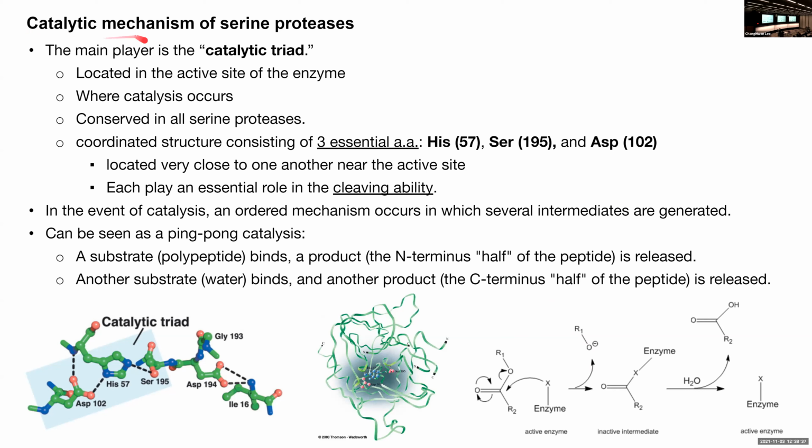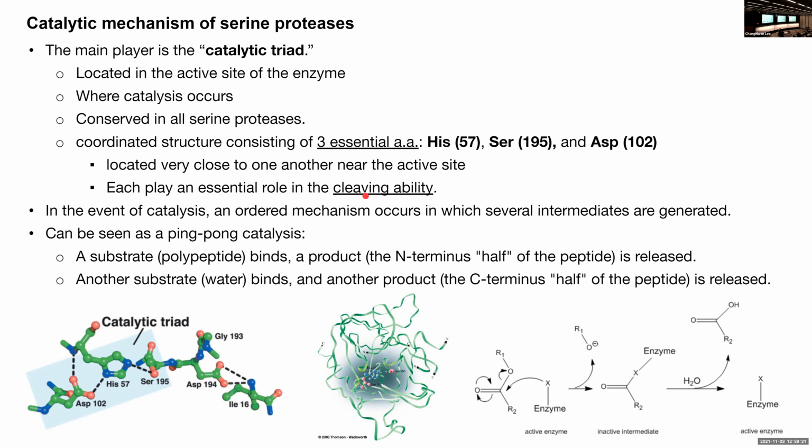Here's the catalytic mechanism of the serine proteases. The main player is called the catalytic triad in the active site, which is where the catalysis occurs. This catalytic triad is conserved in all serine proteases, so you're going to see the same sequence in all of them. It is a coordinated structure consisting of three amino acids, histidine, serine, and aspartic acid, at specific residue positions, and they're located very close to one another near the active site.